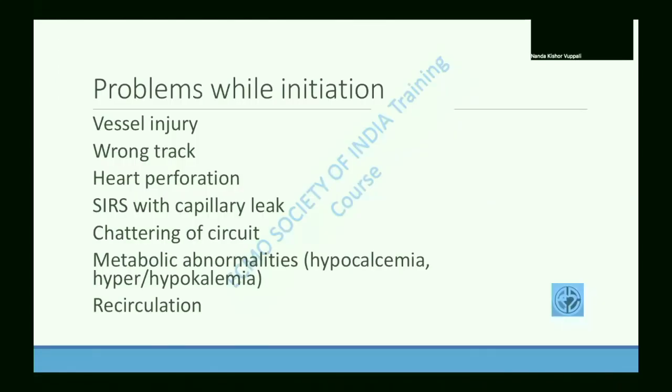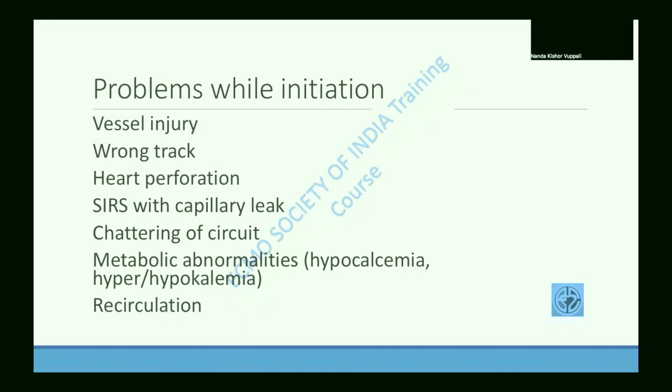So there are some problems one needs to be aware of while initiating. Because we're going to cannulate the big vessels and put in a guide wire, there's a risk of big vessel injuries. And if you're not careful enough, there's always a chance of wrong track formation, especially in an obese patient. If you're not able to navigate your dilator underneath the inguinal ligament, there's a high risk of wrong track formation. If that is the case, if you anticipate that, maybe it is better to go for an open surgical cut down and cannulate the vessel.